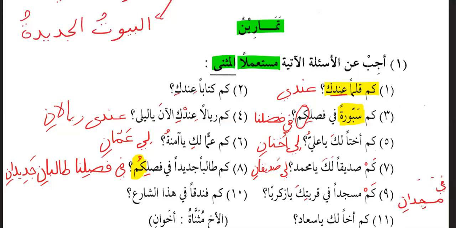You're actually right. We should say, because it's singular here, في قريتك. So we should say في قريتي. That would be the correct answer. في قريتي مسجدان. نعم، في قريتي, in my village. Well spotted, Abu Yusuf.